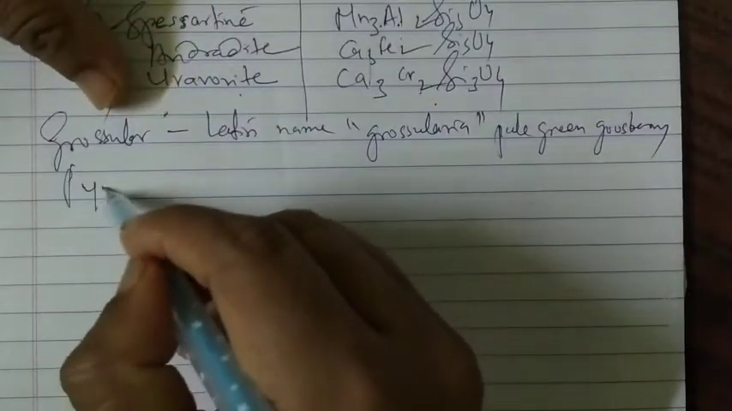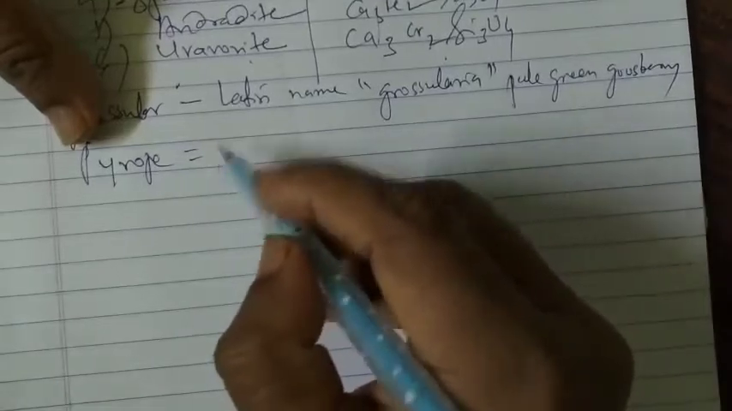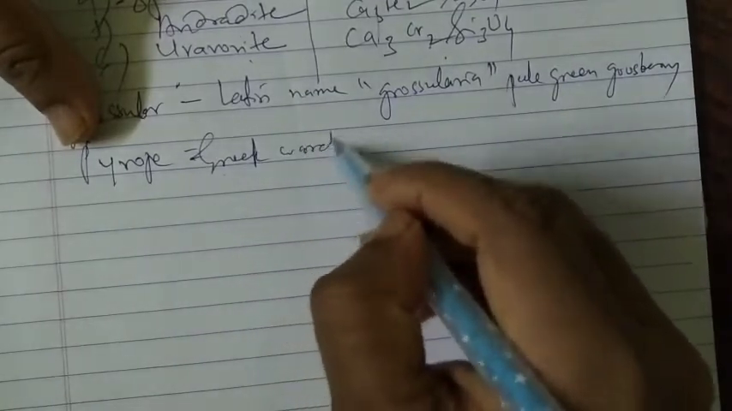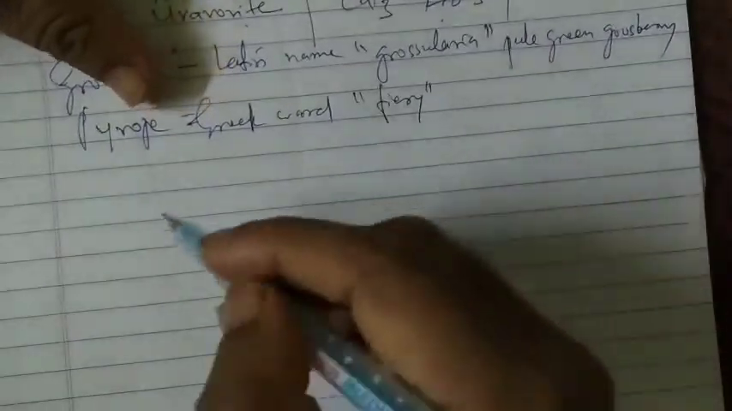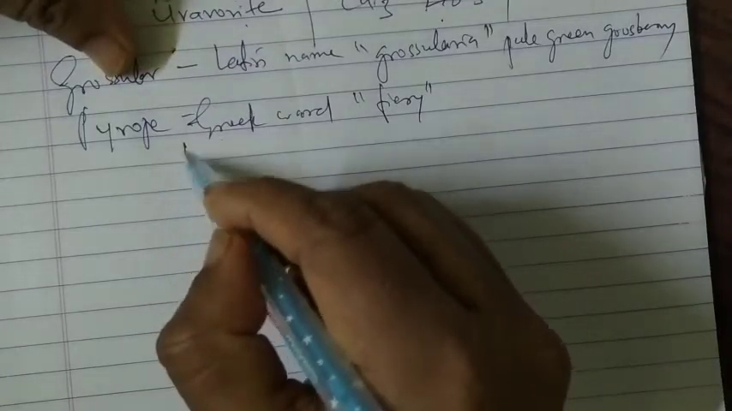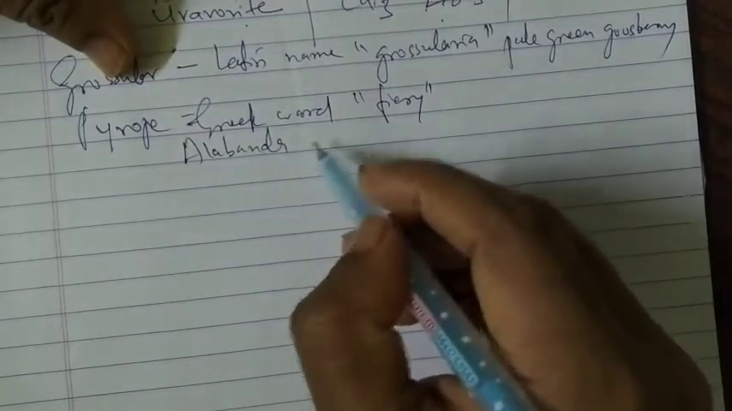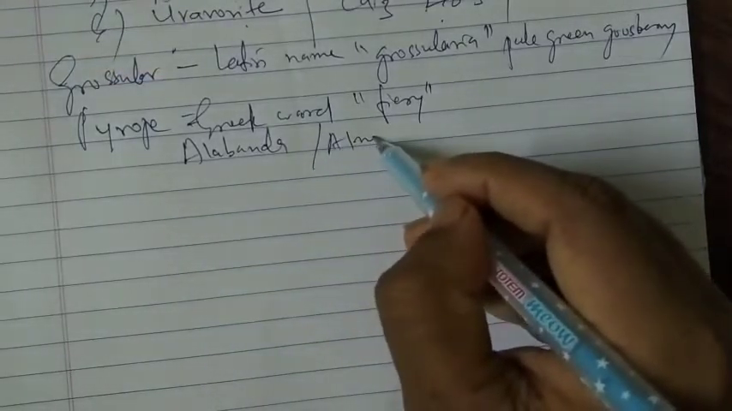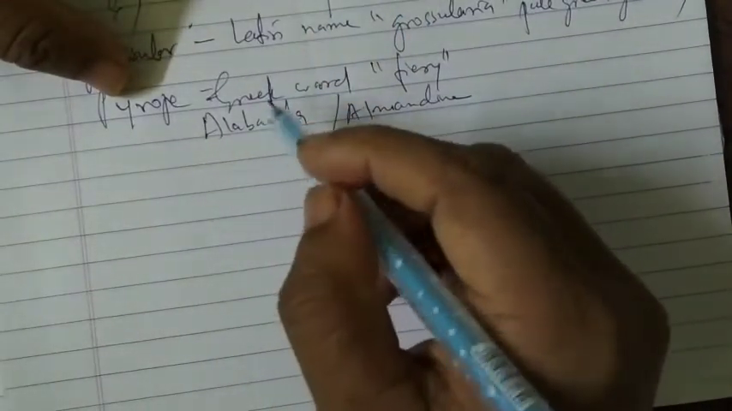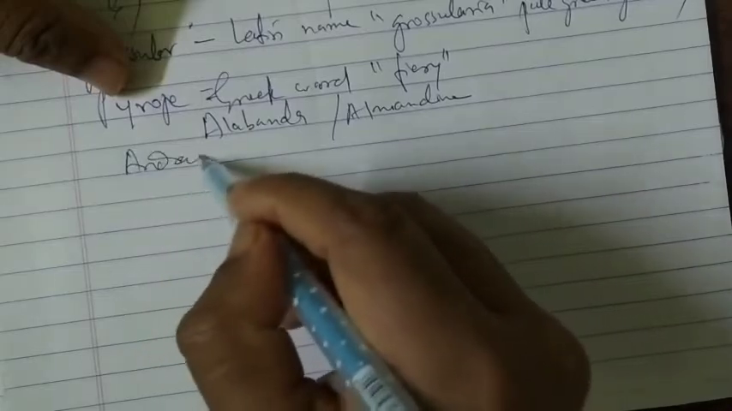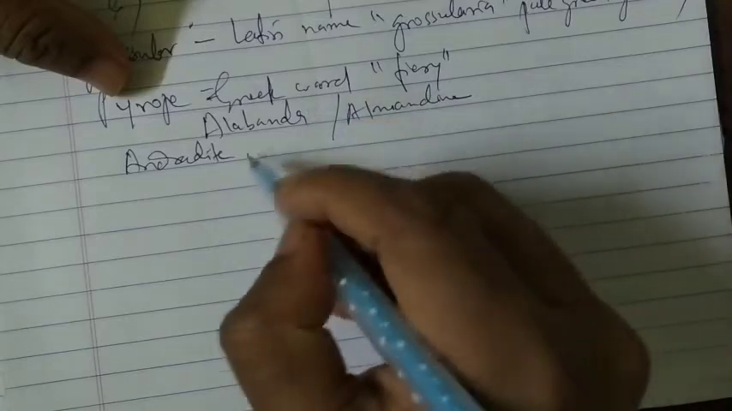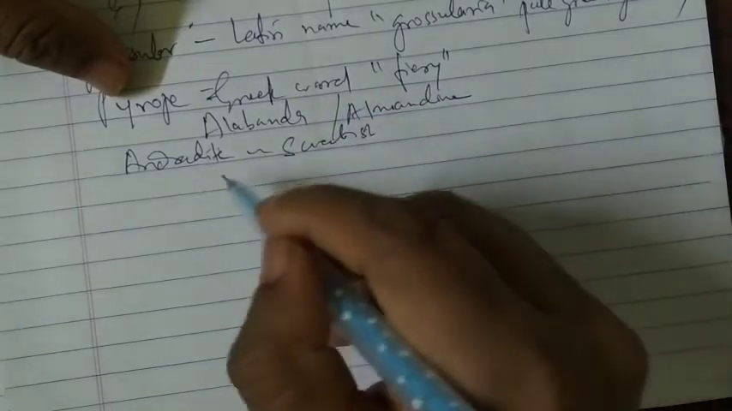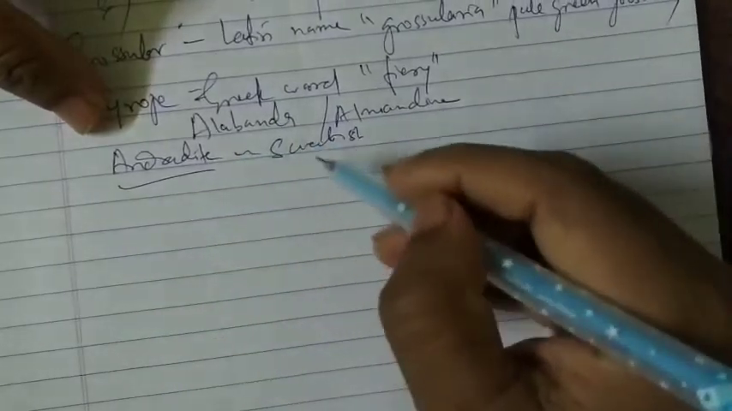Similarly, the next one is pyrope. Pyr means fire, a Greek word, so it has come from the Greek word. Pyrope means fiery, fire. And almandine has come from Alabanda, so the name of the third one, almandine, has come from Alabanda. Then andradite is named after a Portuguese microbiologist, so this name has come from the scientist's name.